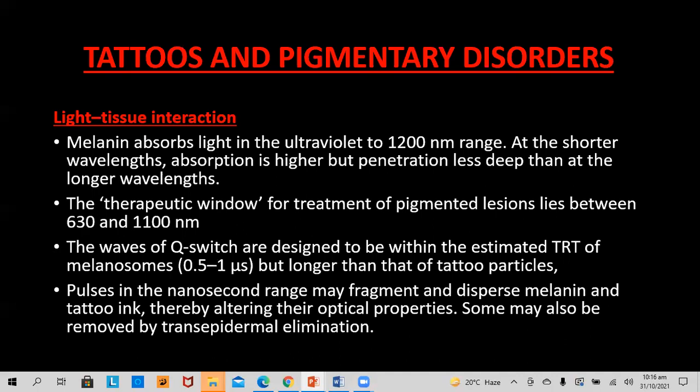Pulses of QSwitch are designed to be within the estimated thermal relaxation time of melanosomes, which is 0.5 to 1 microsecond. So the thermal relaxation time of melanosome is very short. So for treatment or destruction of melanosome, we require ultra short duration pulses. And these wavelengths will be a little longer than for tattoo particles.